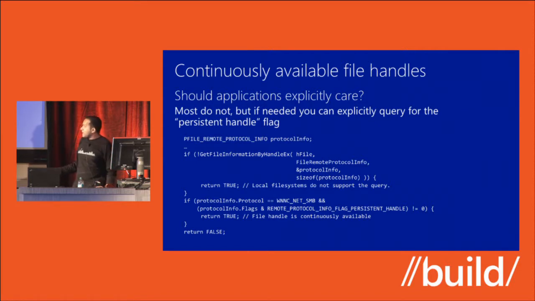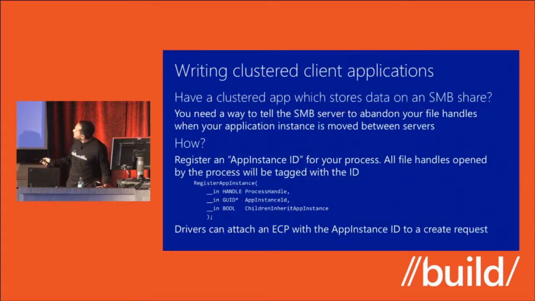I believe if you set up SQL or Hyper-V against an SMB share, it actually does this, and it will log a warning saying that, hey, you might be using a file server which is not continuously available, but it will still allow you to do it. It just logs a warning. So you can do this in your application.